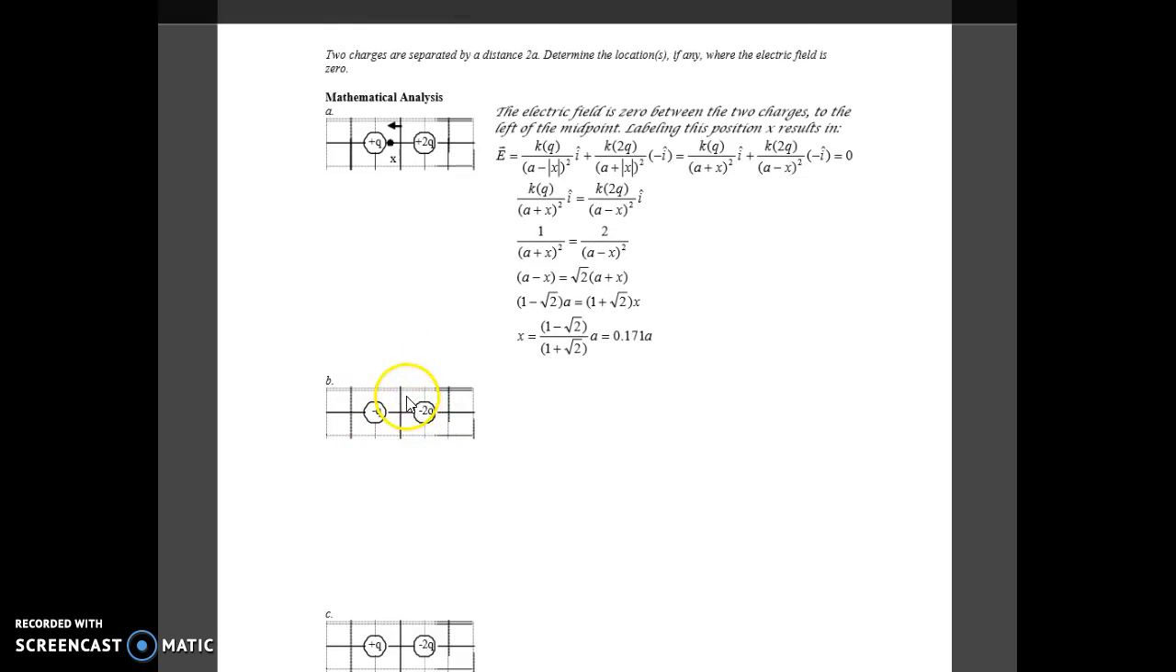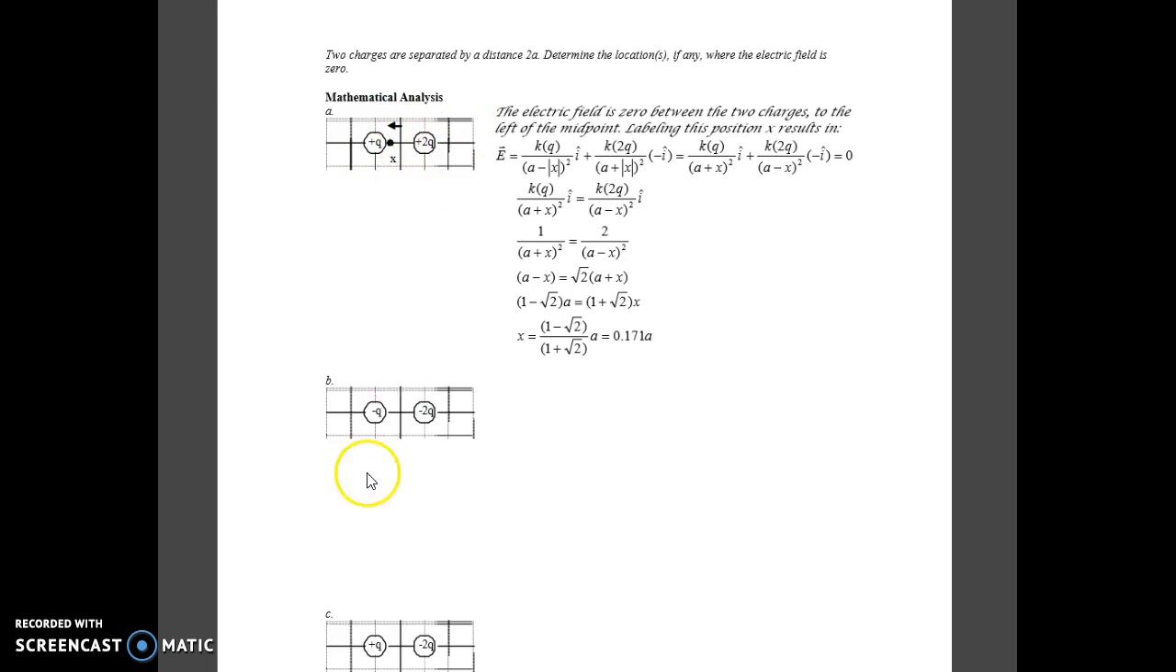Right here, they would both be pulling. So again, it's the exact same concept as in this one. I would think that X would be in just about the exact same spot, actually, because they're both pulling, so it ends up having to be closer to the plus or minus 1 charge than the minus 2, in order to have the same pull from that one.